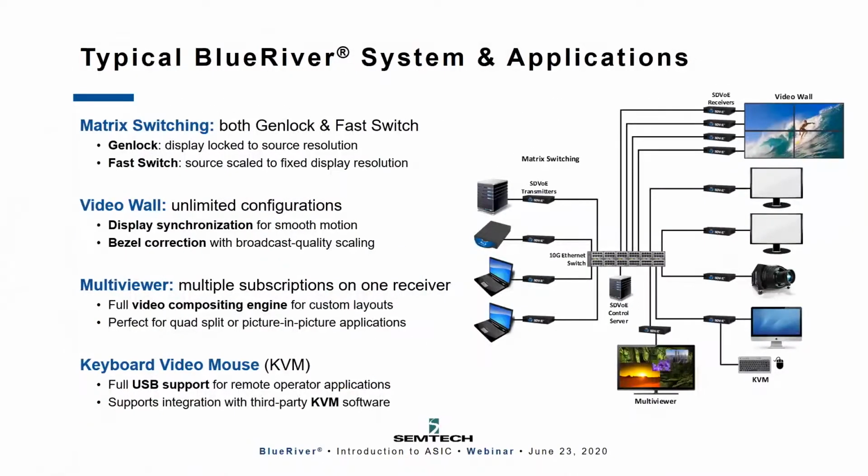Let's look at this typical system again and look at some of the key applications that we support. At the basic level, of course, we support matrix switching. This is basically taking your sources, shown on the left of the diagram, and sending them to the display directly and being able to switch sources in real time. We offer two different modes of operation there. We have what's called Genlock mode, where the display is locked to the source resolution. So for example, if your source is 1080p, your display will be showing a 1080p image.